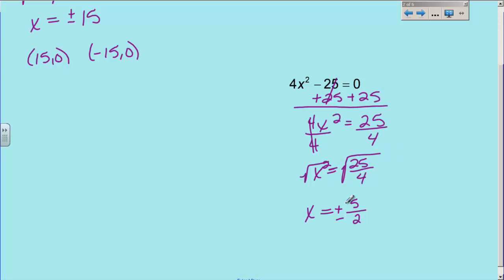You could have divided this and then taken the square root and you probably would have gotten the exact same answer, but this is just easier. Both of these are a square root. Just square root it and leave it as a fraction. If you want to write plus or minus 2.5, more power to you, but that does mean the same thing.